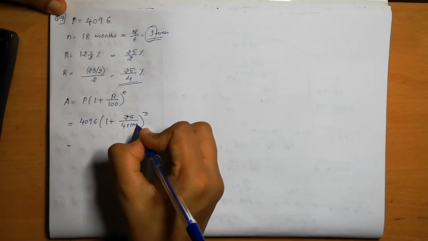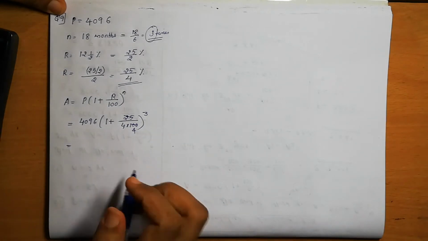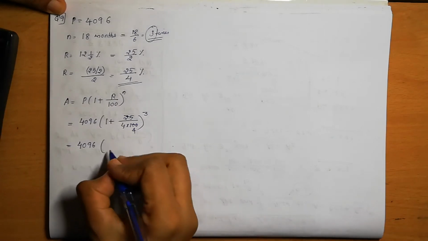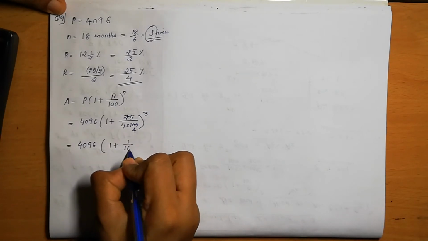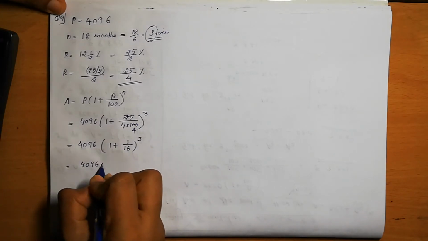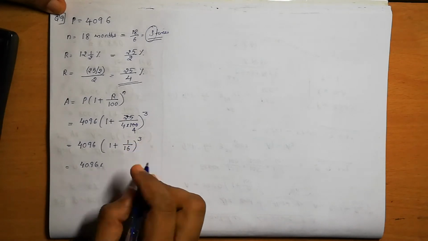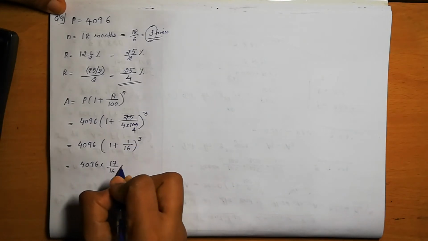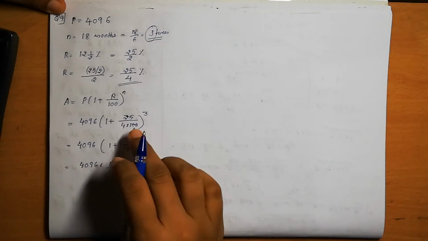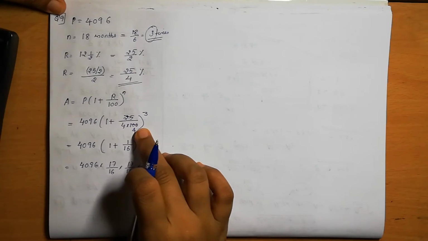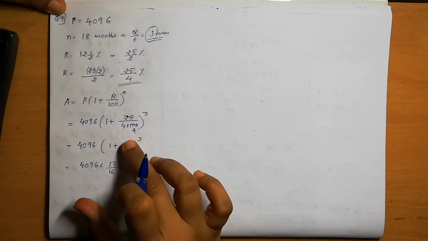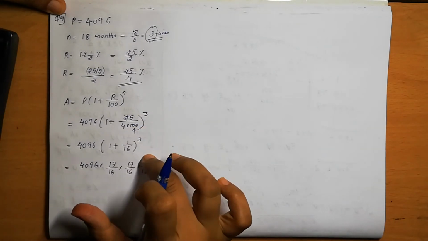Here 25 fours are 100. So this is equal to 4096 into 4 into 4 is 16. Let me write 1 plus 1 by 16, power 3. That is equal to 4096 into 17 by 16 into 17 by 16 into 17 by 16, since 16 plus 1 is 17. Here, if you want, we can do it without simplification also. 4 into 100 is 400, 400 plus 25 is 425 by 400. 425 by 400 also we can write.